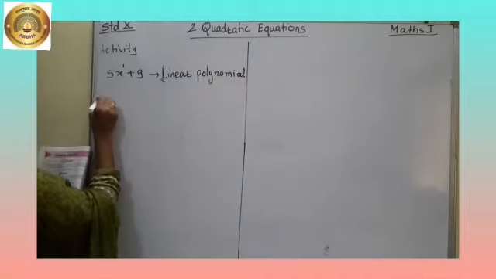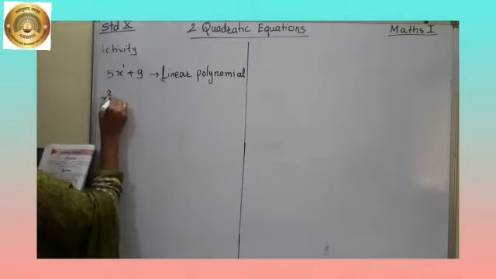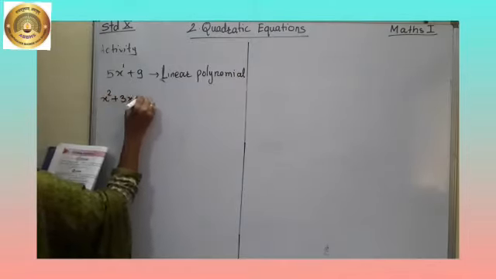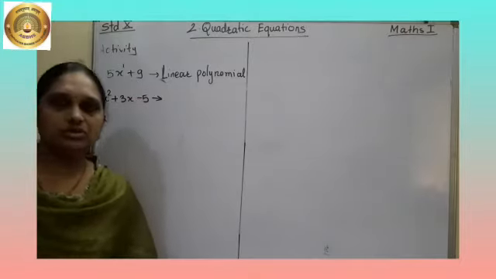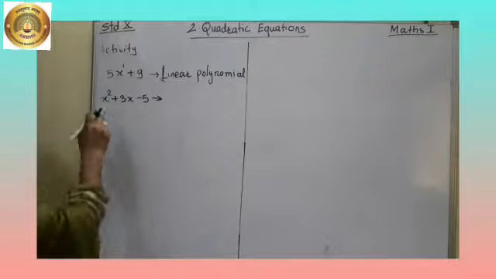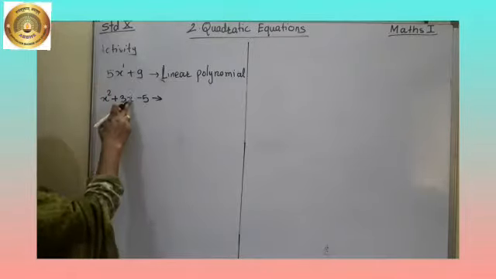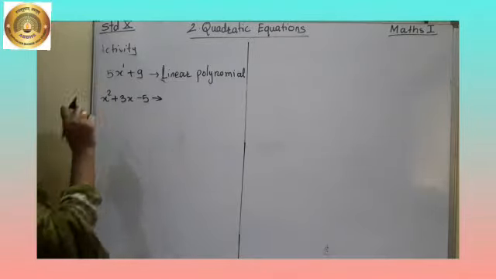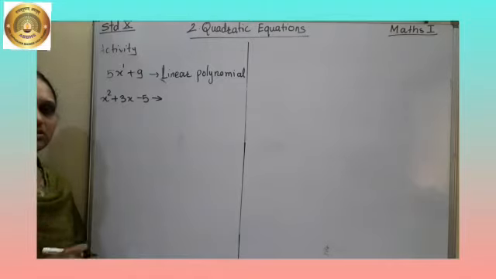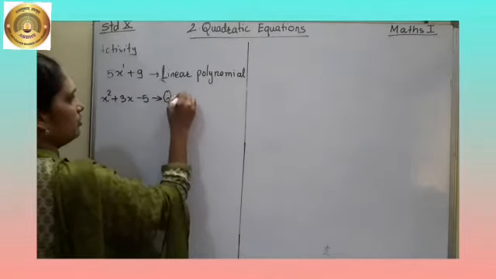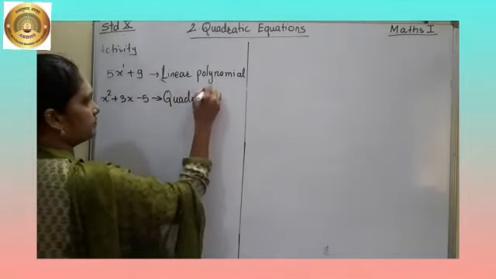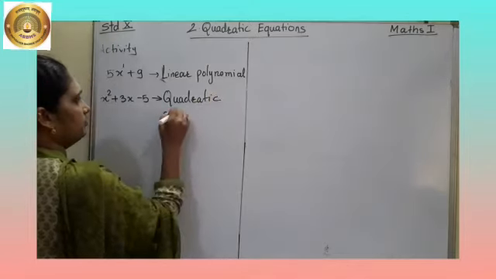Second is given x square plus 3x minus 5. Now, if you observe this, the highest index is 2. Here the index is 1. Here the index is 0. So the highest index is 2. So if the highest index is 2, then that polynomial is called the quadratic polynomial.